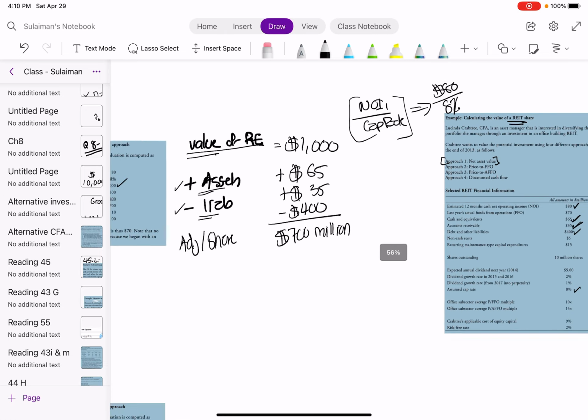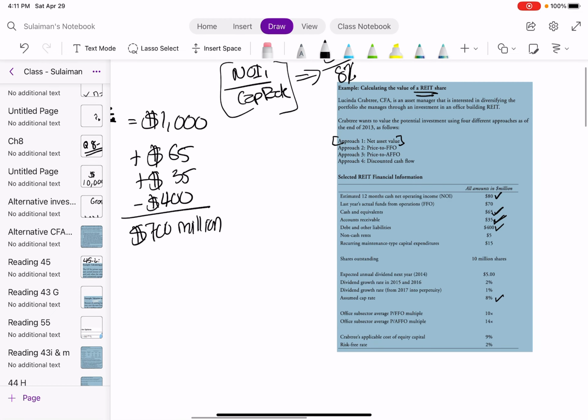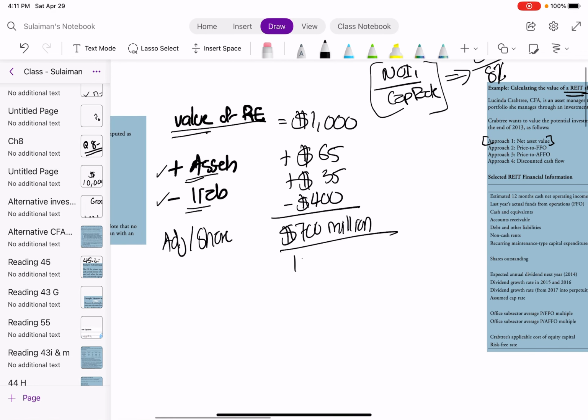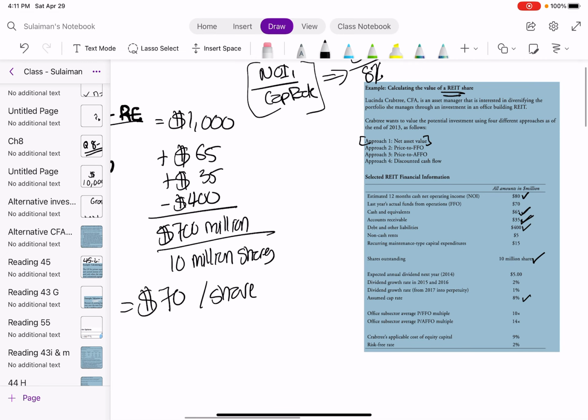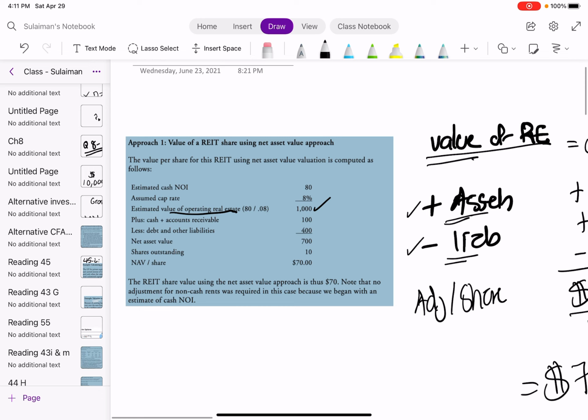We don't stop here. In the end, we need this on a per share basis. So how many shares outstanding are there? 10 million shares outstanding. So you divide this by 10 million shares, and you get the value per share of $70 per share of this REIT. You look at the answer, and that's how you come up with it.